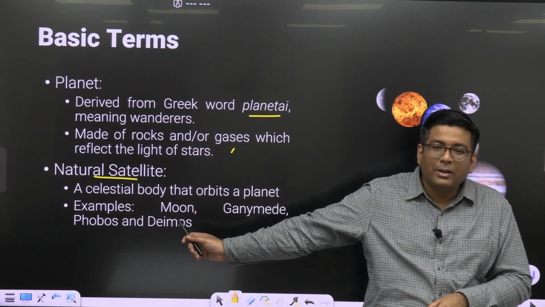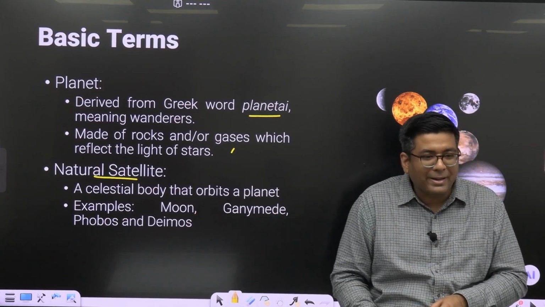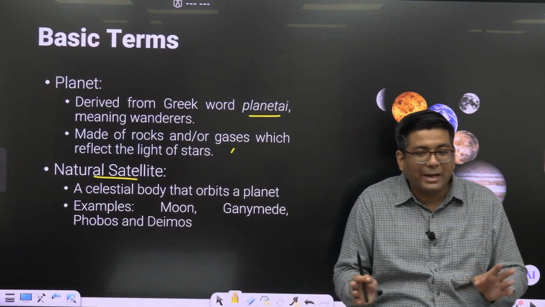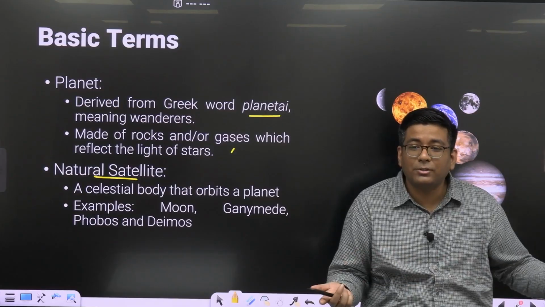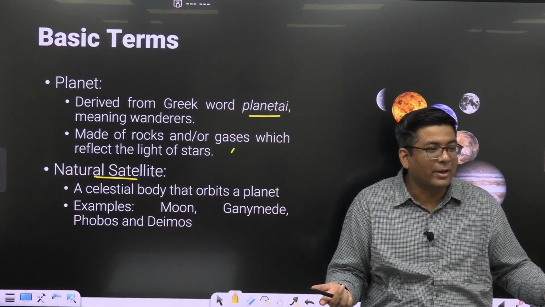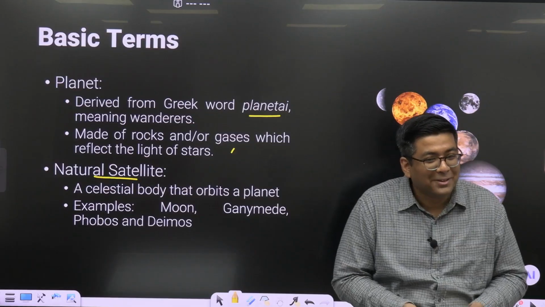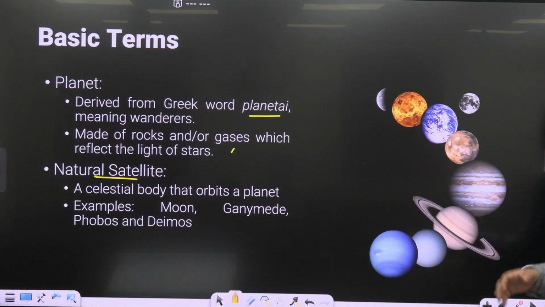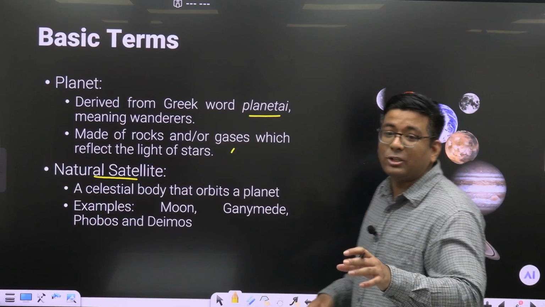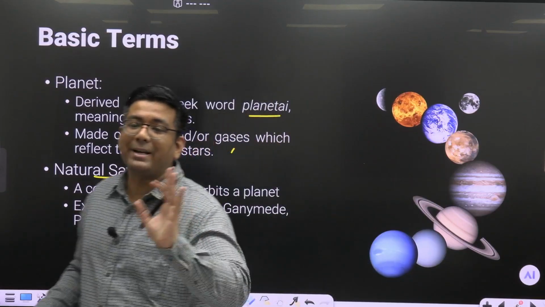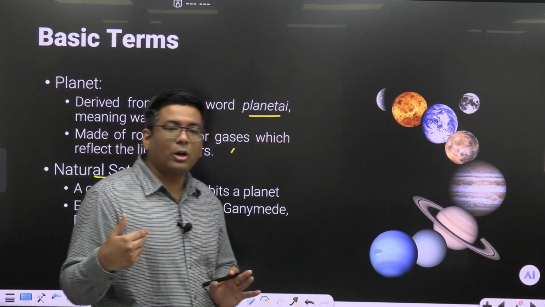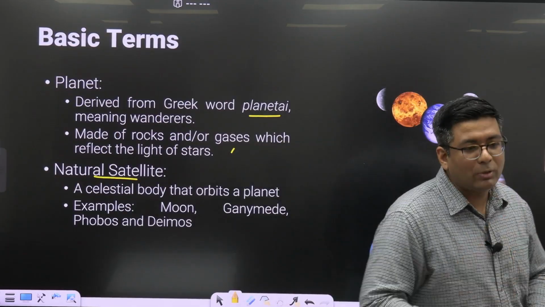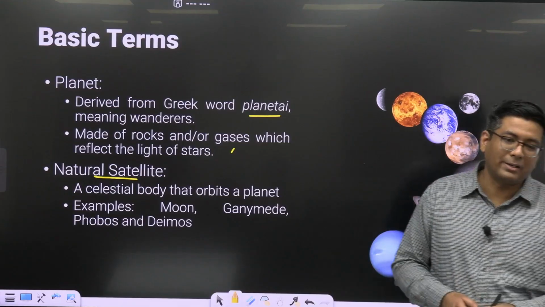Regardless of how beautiful your companion is, after some amount of time you start seeing the flaws. That is why we say even the moon has spots. That's the whole point about it. So this is a natural satellite. The Moon is our natural satellite. There is no limitation on the number of natural satellites that a planet can have. Just like with Jupiter, even today we are discovering new natural satellites for Jupiter.